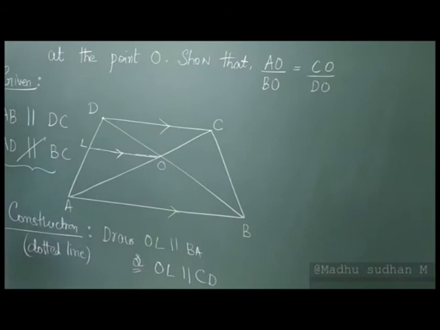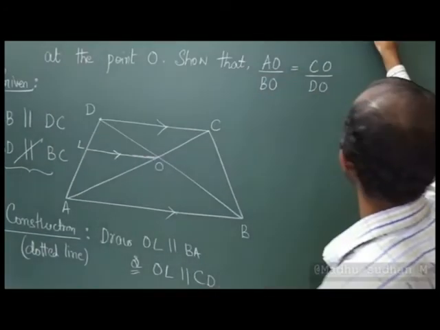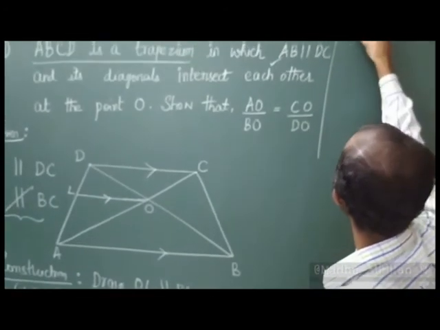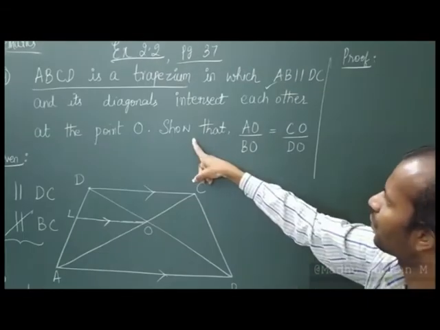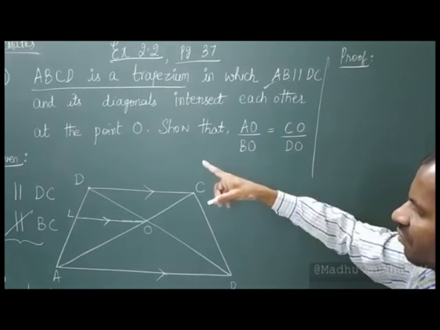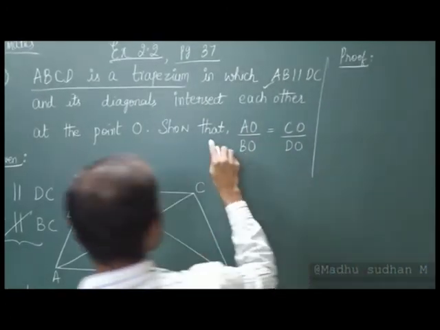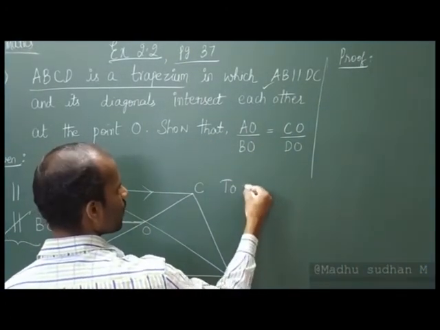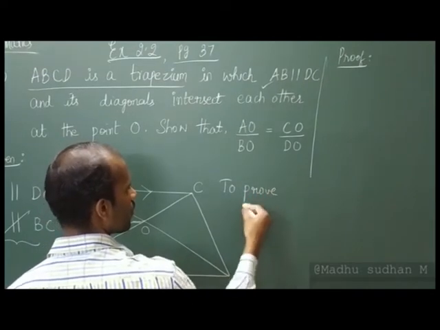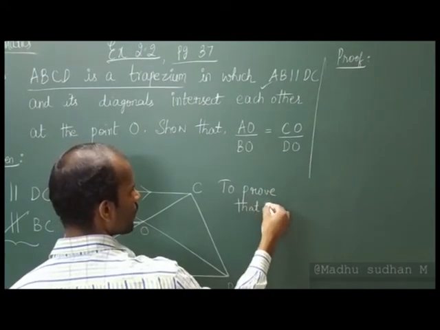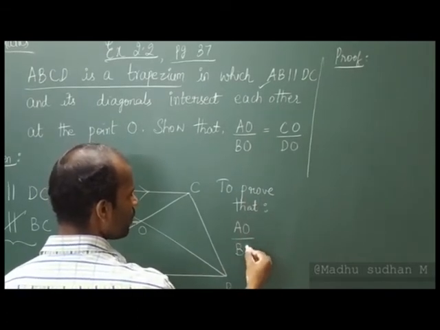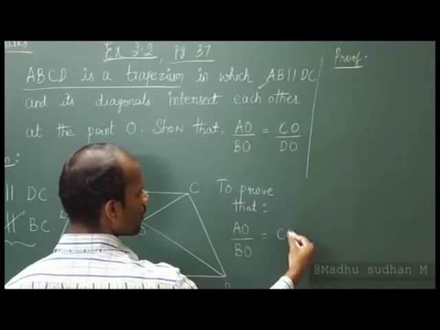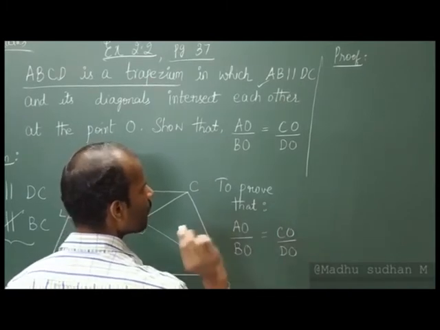Followed it? Then moving to the proof of the question here. Moving to the proof now. So we should have this given construction, or we need to prove that. To prove that AO by BO should be equal to CO by DO.